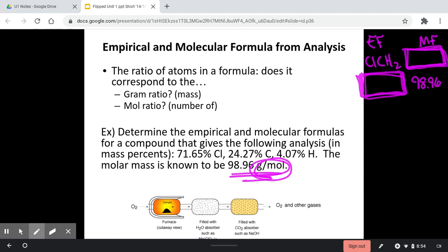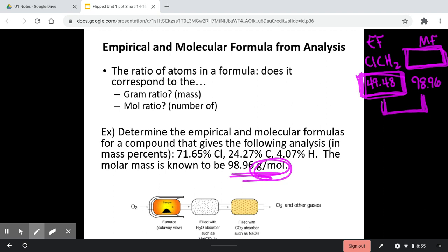So we need to look at our other piece of information that we need, which is the molar mass of our empirical formula. And that we can find. That's a periodic table thing. So let's figure that out. 35.45 plus 12.01 plus 2 times 1.008. So this empirical formula here is 49.48 grams per mole.